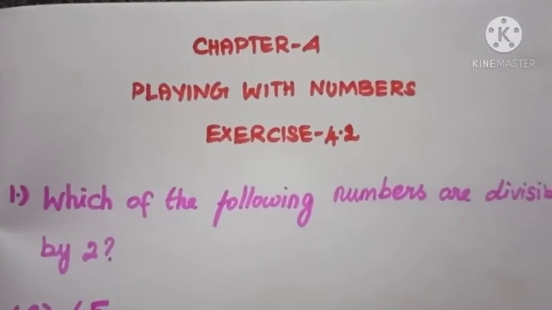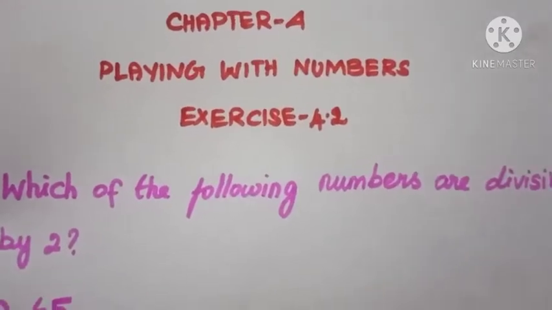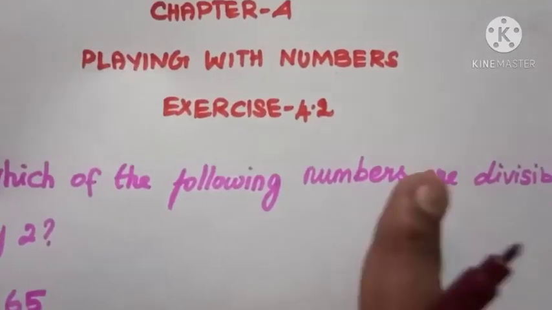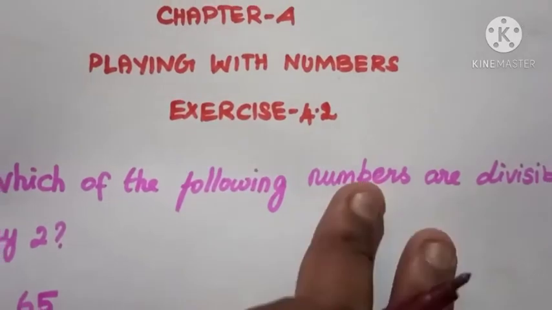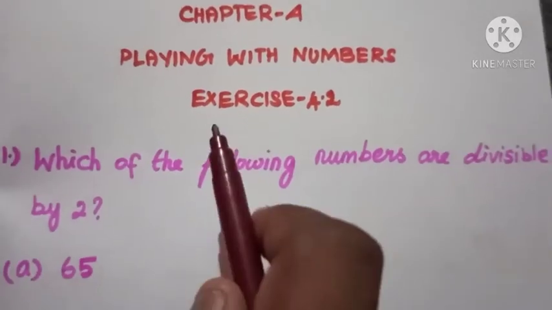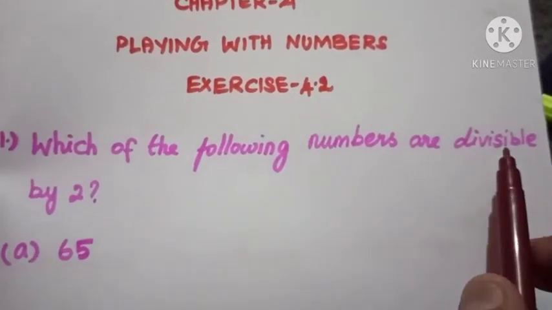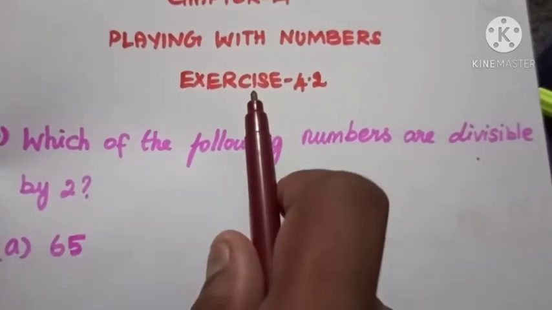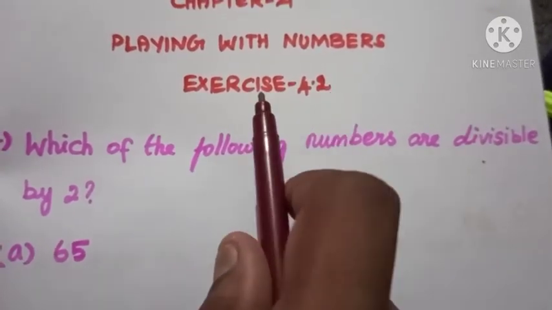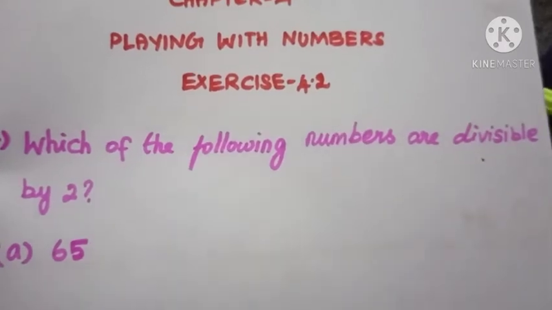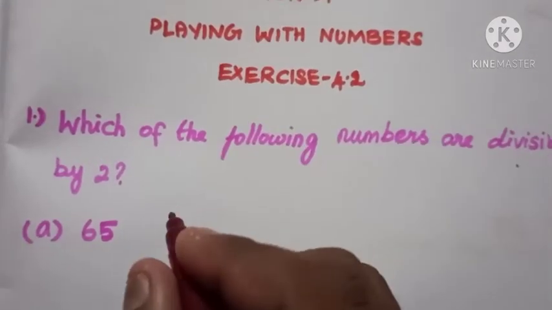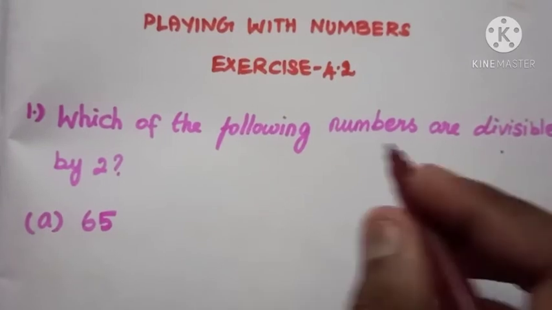So last class we discussed divisibility rules, magic squares and Sudoku. Today I have to recall that same divisibility rule, and we solve exercise 4.2 in chapter 4. So first main, which of the following numbers are divisible by 2?